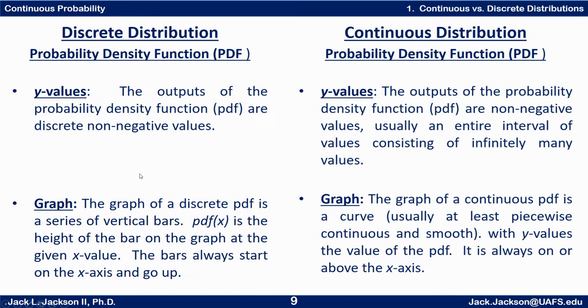What about the graph of a discrete PDF? Now, if you remember, we graphed a discrete PDF as a vertical bar graph. So here, PDF of X is the height of the bar on the graph at a given X value, and the bars always start on the X axis and go up. The graph of a continuous PDF is not a bar graph. We use a smooth curve. Well, sometimes it has some sharp corners or some breaks in it, but usually, at least in pieces, it's continuous and smooth, with y values being the value of the PDF.